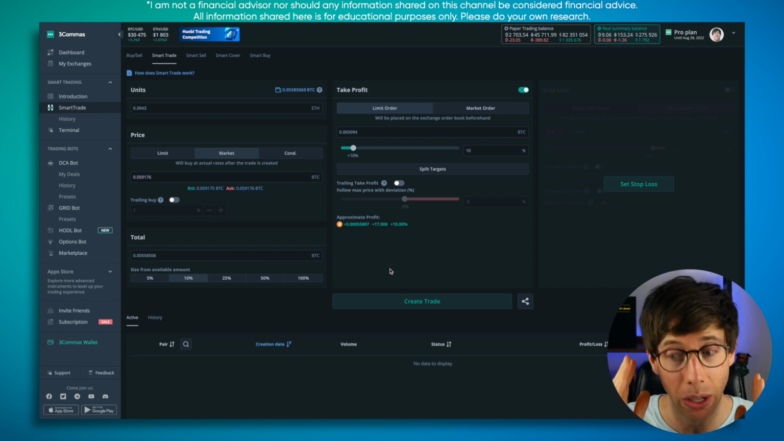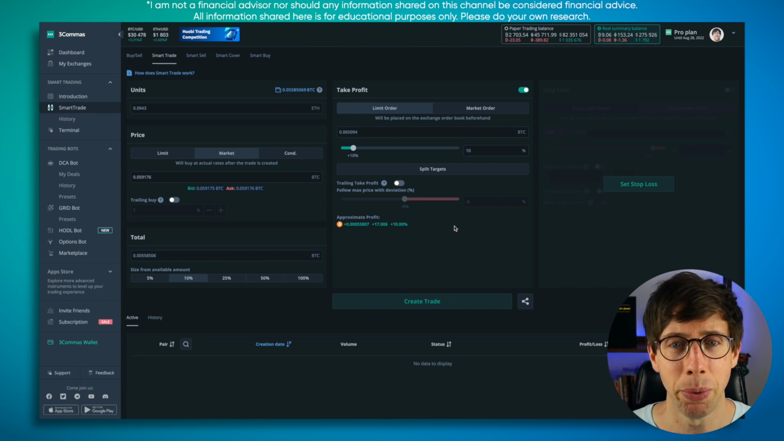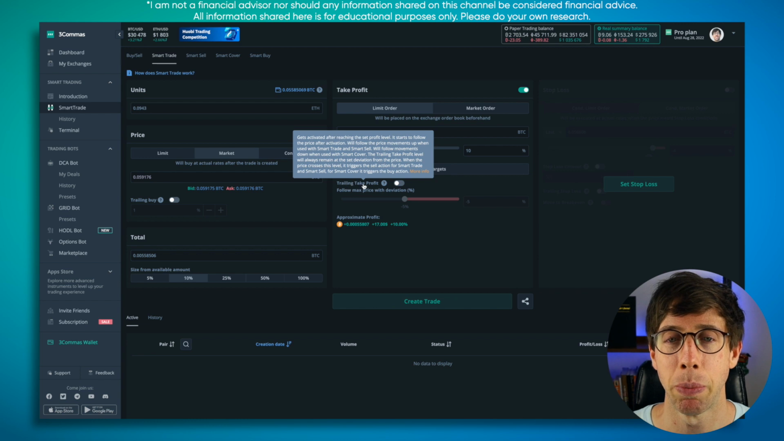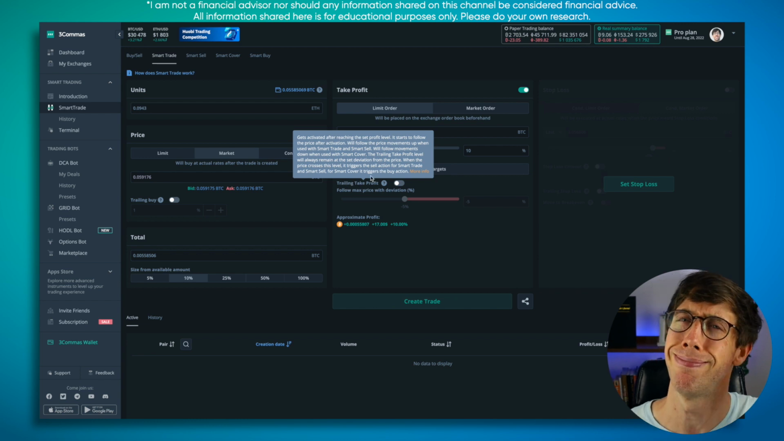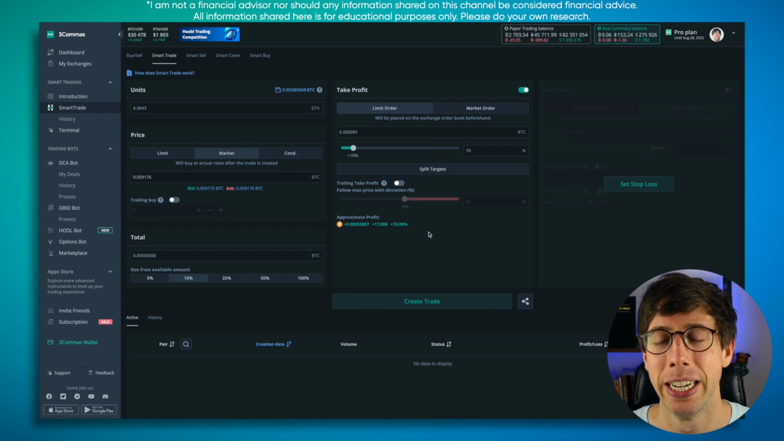Over the last 4 years, plus, I've been using 3 Commas, and Smart Trade was the first thing that stuck out to me as a gotta use it, gotta have it kind of tool. Here on Smart Trade, it's come a long way, and a couple of years ago, they added this trailing take profit. Now we could read this, but why are you watching the video if you could read this, right?